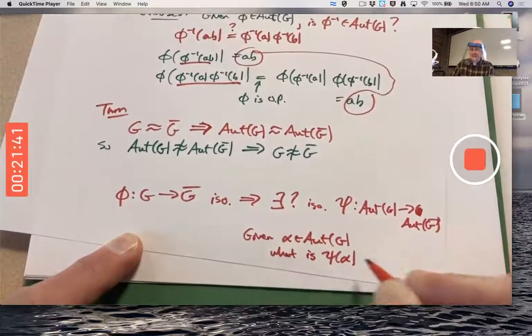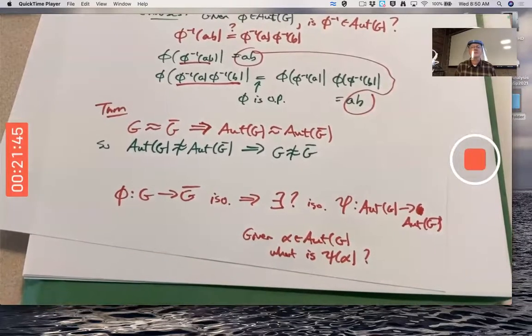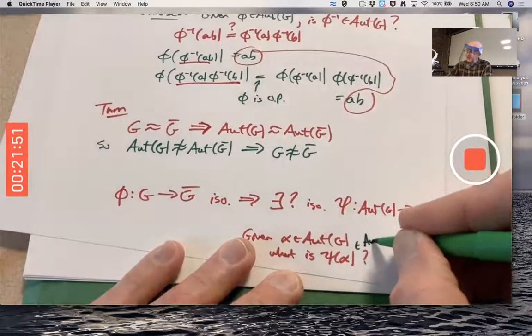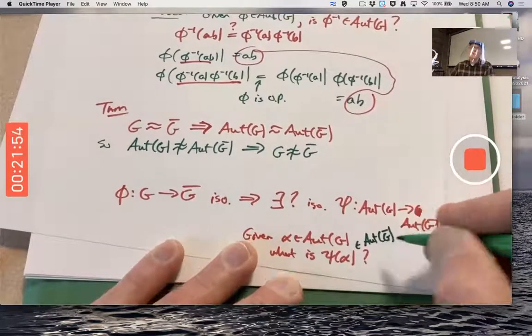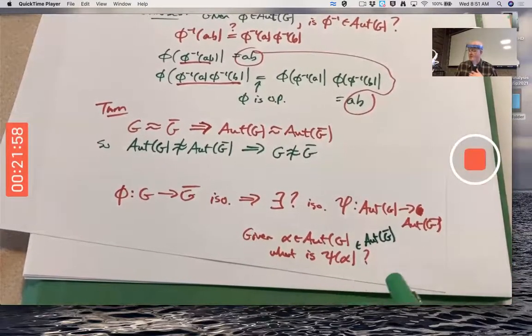Instead of just answering that question, I'll let you think about it before Friday's class. You'd want to make something in Aut(G bar) here, and then you'd want to show that however you define this, it's an isomorphism. There's only sort of one natural thing to pick. I'll let you think about that.